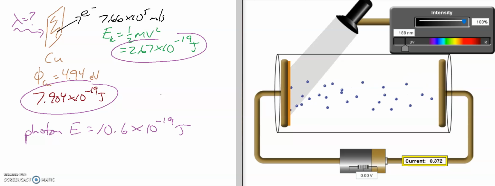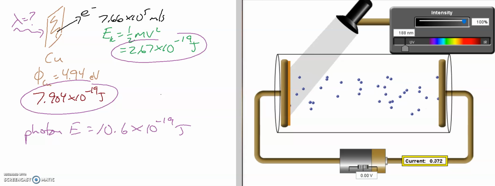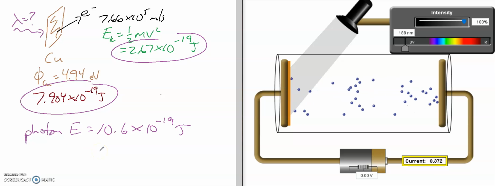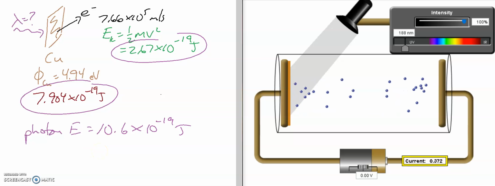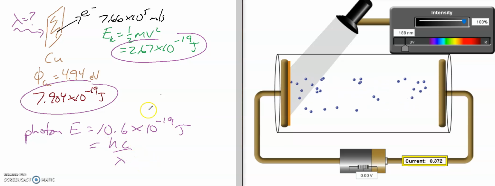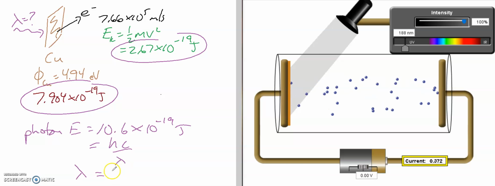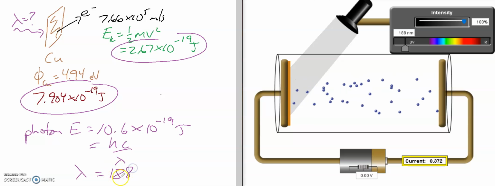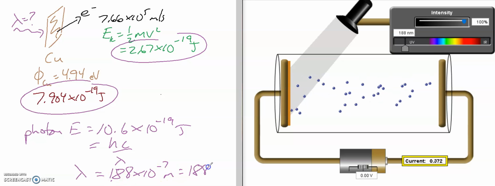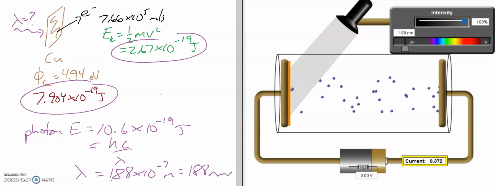Okay. All right, so now that I have that, I can find the wavelength. This is going to be equal to hc over lambda, and we will just have to solve for the lambda. Got the h, got the c, I got the energies. Let's find out the wavelength of the incoming light. That gives me 1.88 times 10 to the negative 7 meters, which of course is 188 nanometers, which is exactly what the actual simulation is showing. So that's pretty cool.